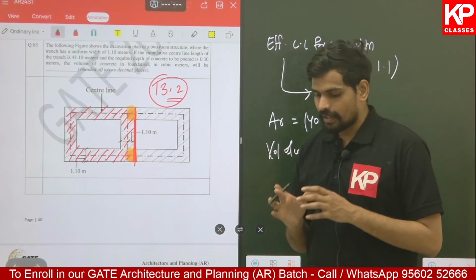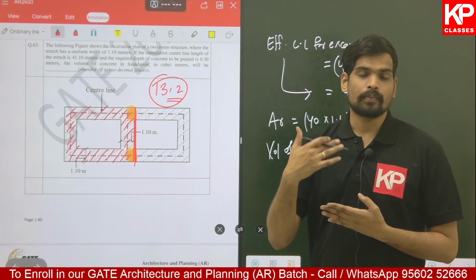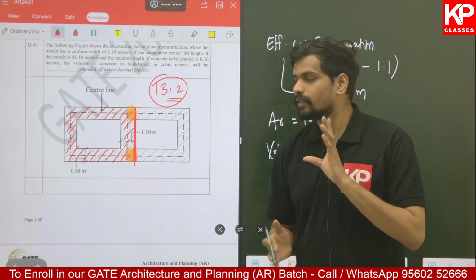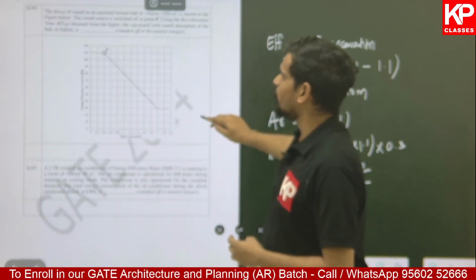So make sure whenever you're having intersections, whenever you're having interior walls, you should ensure that you are properly deducting the overlapping area. Otherwise, you will make a mistake over there. That's question number 63. Moving on to the next question.